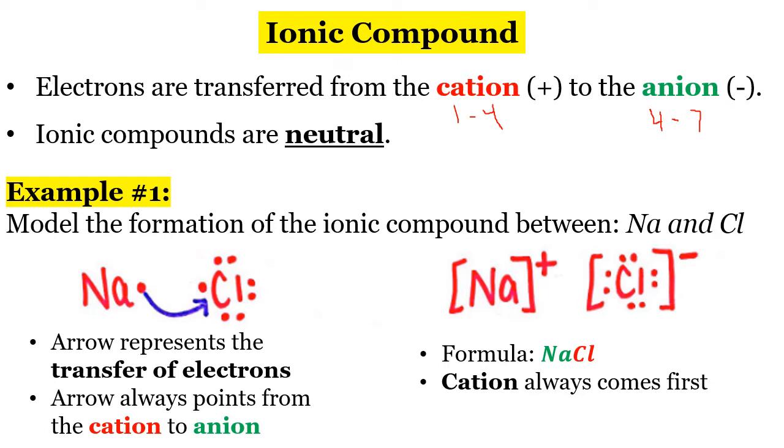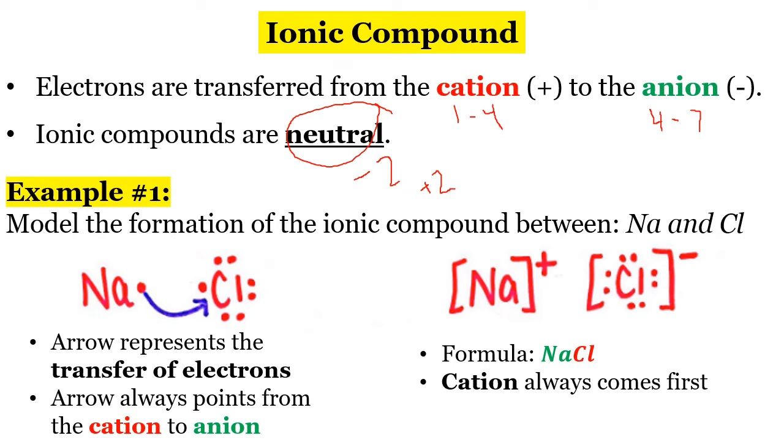So ionic compounds are neutral. That's a key right there. So we want to make sure that if we have a -2 anion, we have a +2 cation to cancel those out. So let's look at an example. Again, the purpose of this lesson is to go through Lewis structures of ionic compounds.